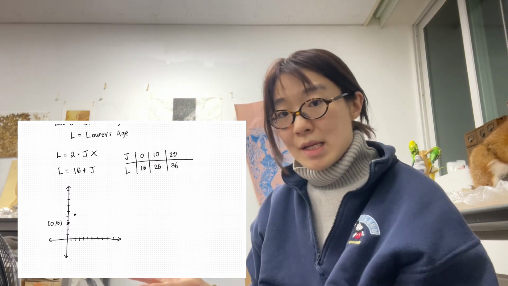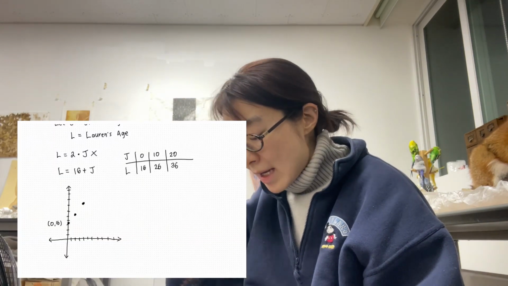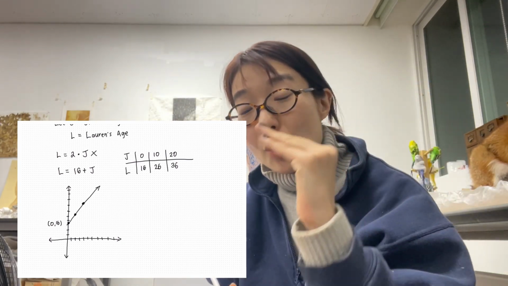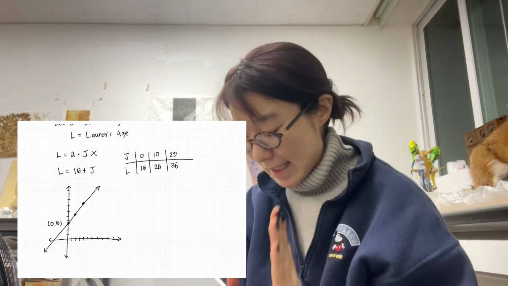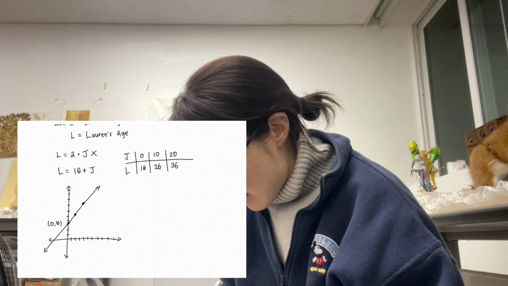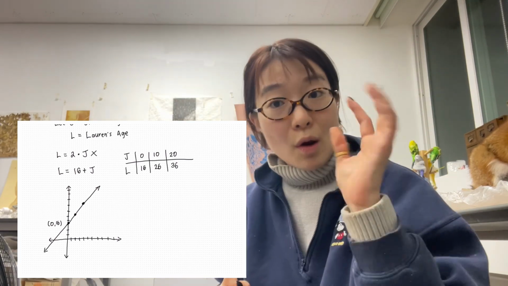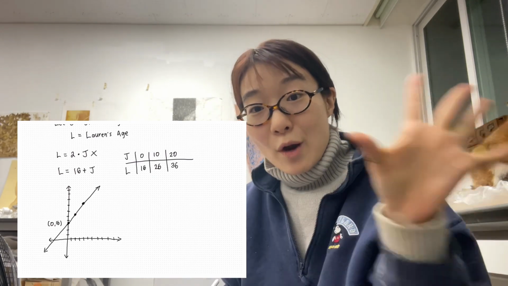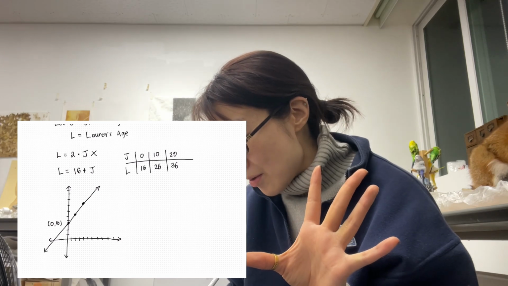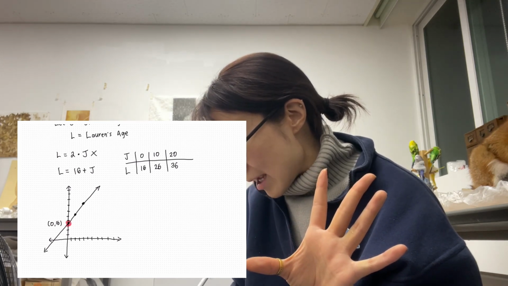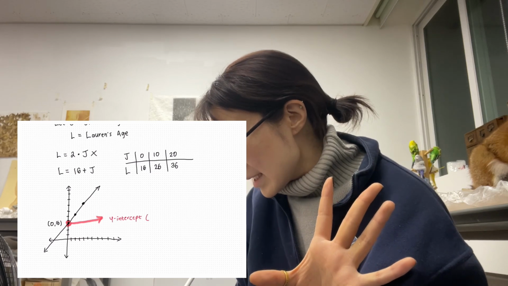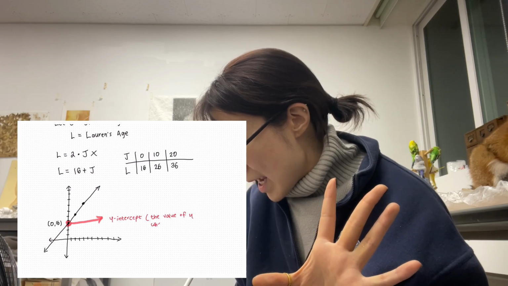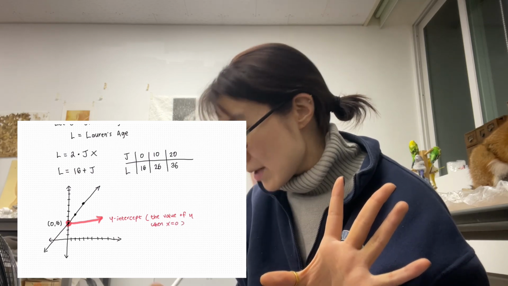So here, I get a linear function. And if you think about it, I have a specific point that intersects with my y-axis. And it's this point right here, 0, 16. So when x is 0, y is 16, right? And we call this particular value the y-intercept. And it is the value of y when x equals 0.